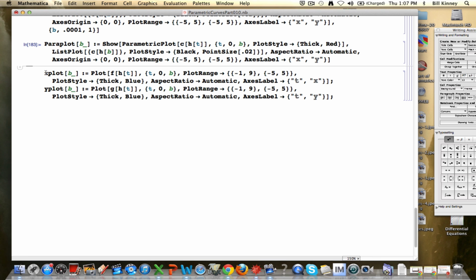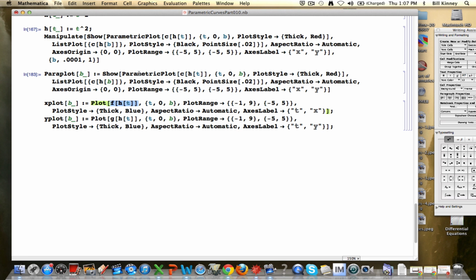I also very quickly at the end of the last video did something similar for the x and y coordinate functions. This first function, f of h of t, where h of t was t squared, up here, was giving you the first coordinate of the point as it moves as a function of time, and g of h of t is giving you the second coordinate of the point as a function of time.